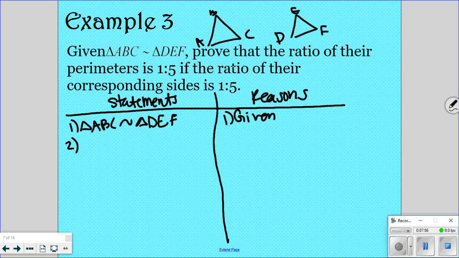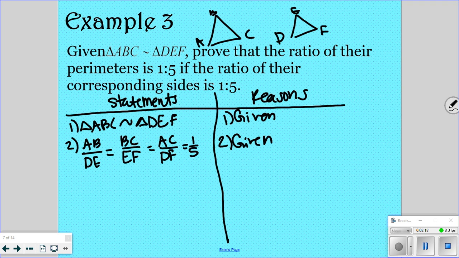we can set up side AB over side DE, because those are corresponding, is going to equal side BC over EF, because those are corresponding. And it's also going to equal AC over DF. And all of those are going to equal 1 to 5. And that's part of the given, because it says the corresponding sides are in a ratio of 1 to 5.